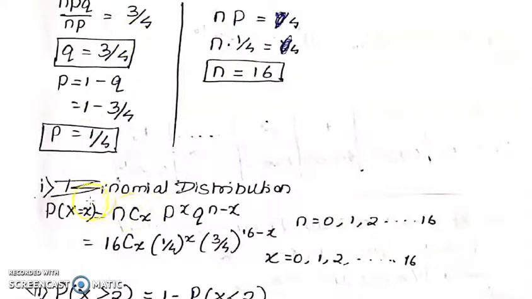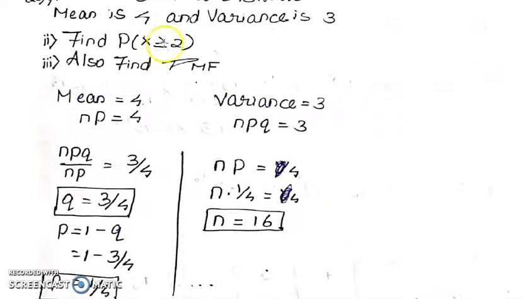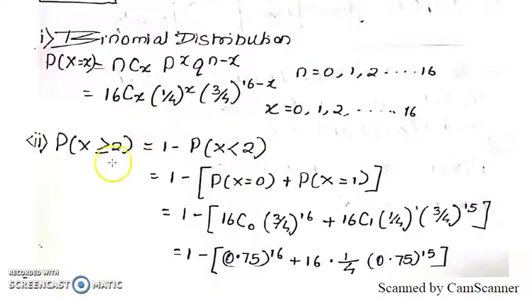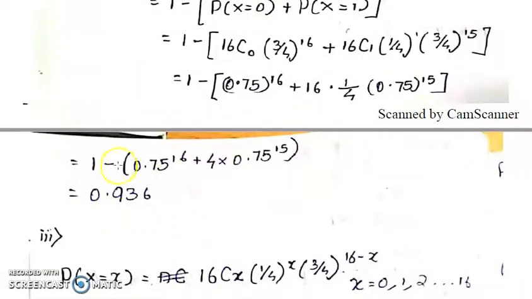Substitute all the values in the binomial distribution formula. We get 16 C x into (1 by 4) power x into (3 by 4) power 16 minus x, x running from 0, 1, 2, 3 up to 16. So the first question here is P of X greater than or equal to 2. P of X greater than or equal to 2 means we have to simplify for 2, 3, 4, 5 up to 16. Instead of using that expression, we can simply apply the complement rule: 1 minus P of X less than 2. What is P of X less than 2? P of X equal to 0 plus P of X equal to 1. Put x equal to 0 here and 1 here. After simplification, we get this value.